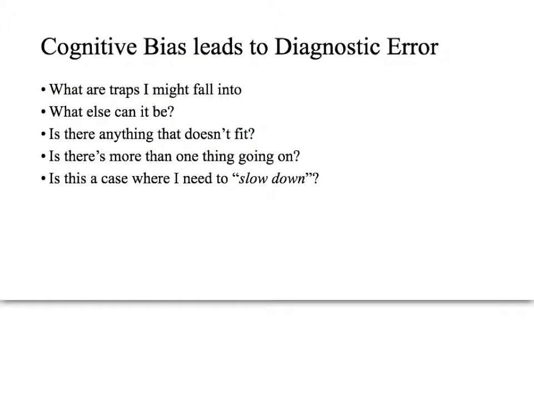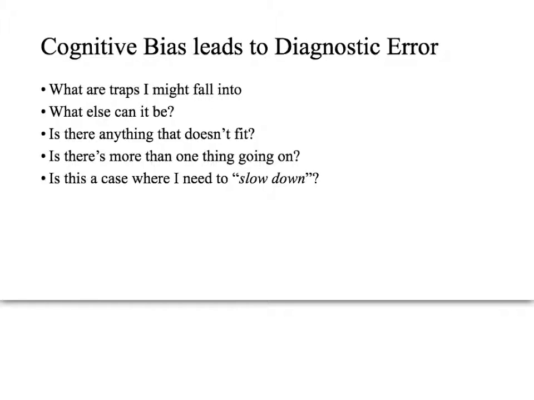So as you approach every patient, you should be thinking about cognitive bias and trying to avoid diagnostic error. When you're thinking about thinking, it's called metacognition. This is what you'll be doing: thinking about thinking. What are the traps I might fall into? What else could this be? Is there anything that doesn't fit? Is there more than one thing going on? Is this a case where I can slow down?